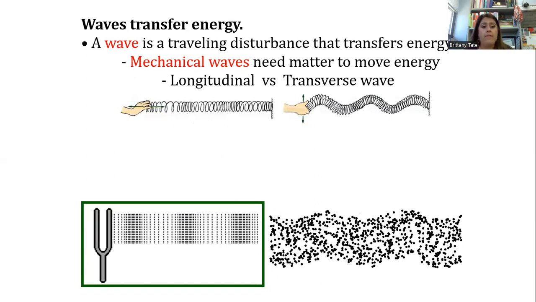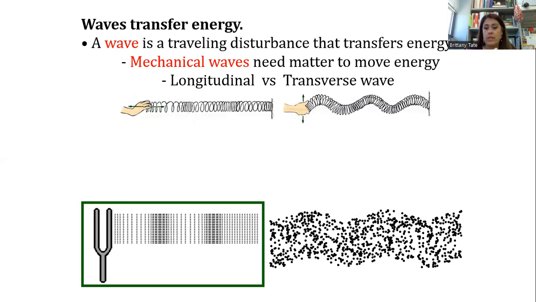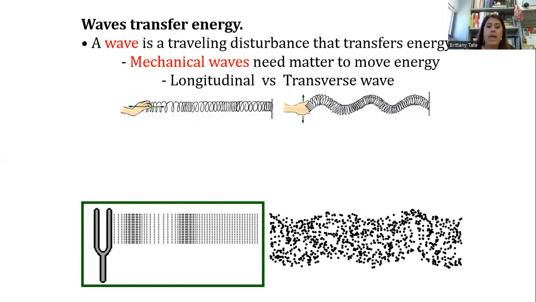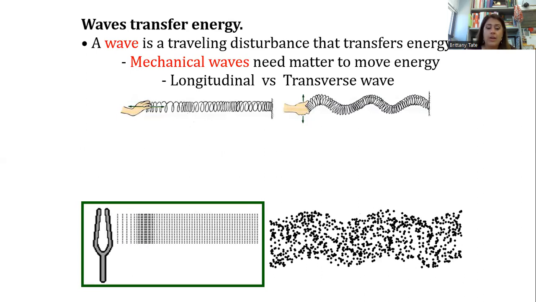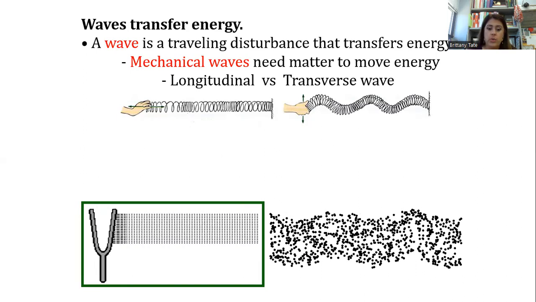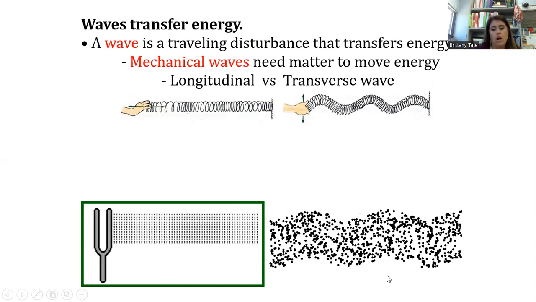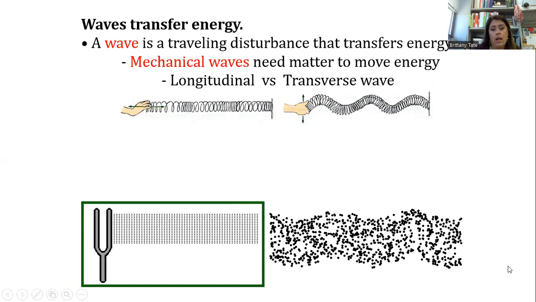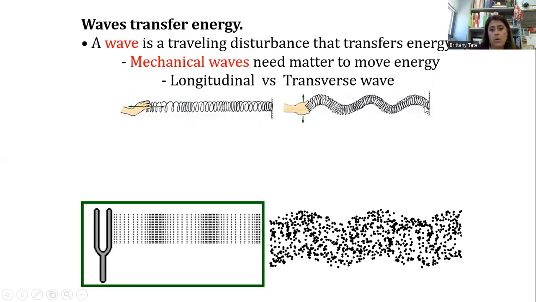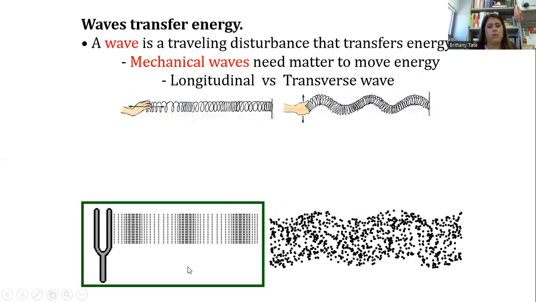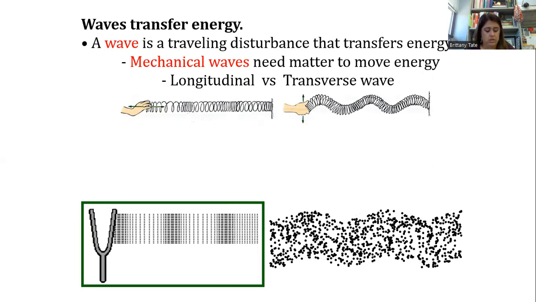So a wave is energy, and it's a traveling disturbance that moves energy from one place to another. Mechanical waves need matter to move through, and you can have longitudinal or transverse waves. Like the sound waves that you see going on below are going to be transverse waves. Longitudinal waves are going to be, wait, I think I got that right. Let me double check. I think I got that one backwards.